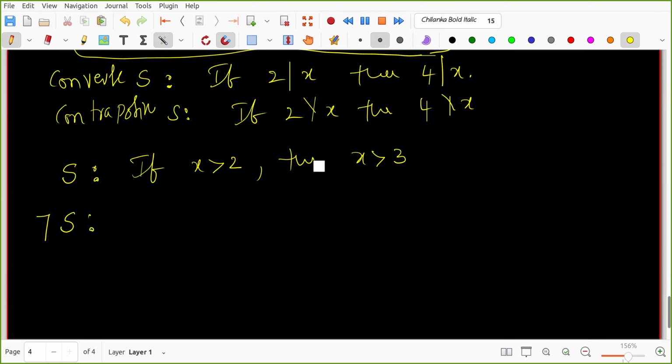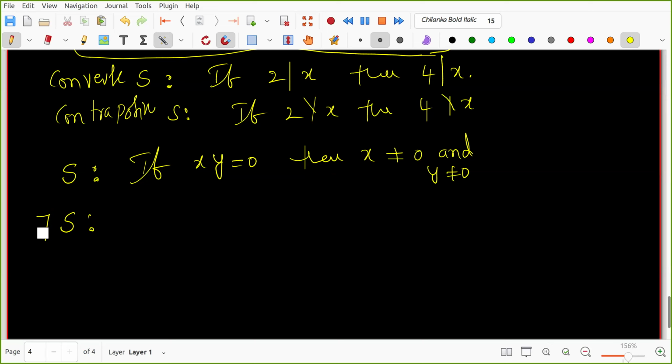I'll give this one. Yesterday we did: if x into y is equal to 0, then x is not equal to 0 and y is not equal to 0. Is it a true statement? No, sir. So look at its contrapositive, check it, take some examples and work it out. Are you understanding? Yes, sir.